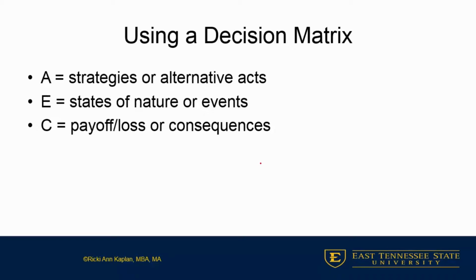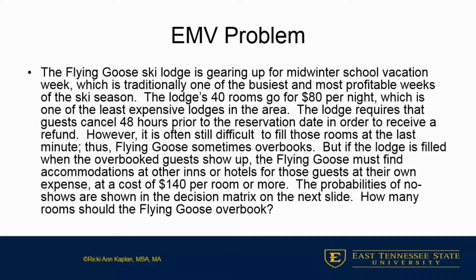So we're going to use a decision matrix to do this, and it uses A, our strategies or alternative acts. We've already stated those. E, our states of nature or the events that might take place. And C, the payoff or loss, which are our consequences, given a certain state takes place and we decide on a certain act.